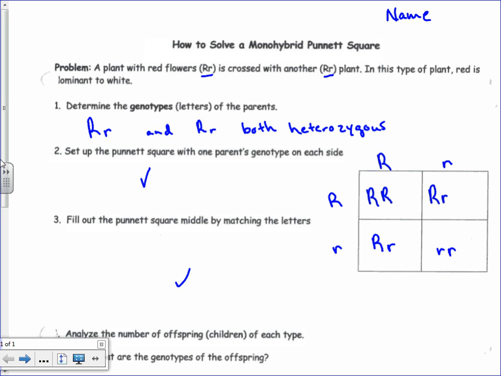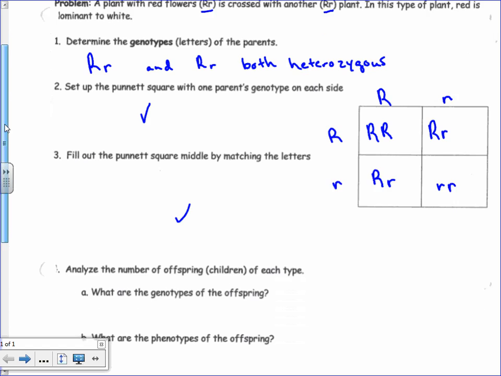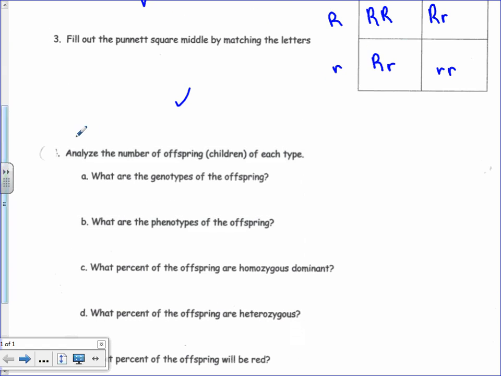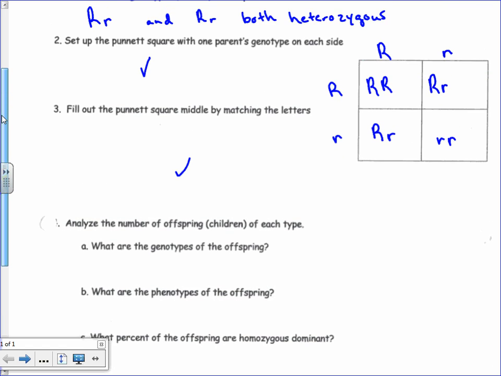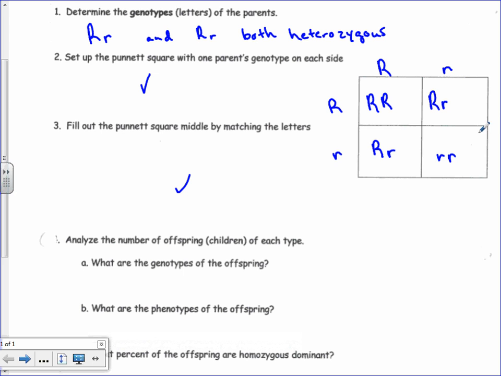The next thing we want to do is analyze the number of offspring or children of each type. Okay, and what this Punnett square really represents is the chances of getting each type of child from one cross. So this represents one mating, and with that mating, what's the chance of getting a homozygous dominant, a homozygous recessive, or a heterozygous?